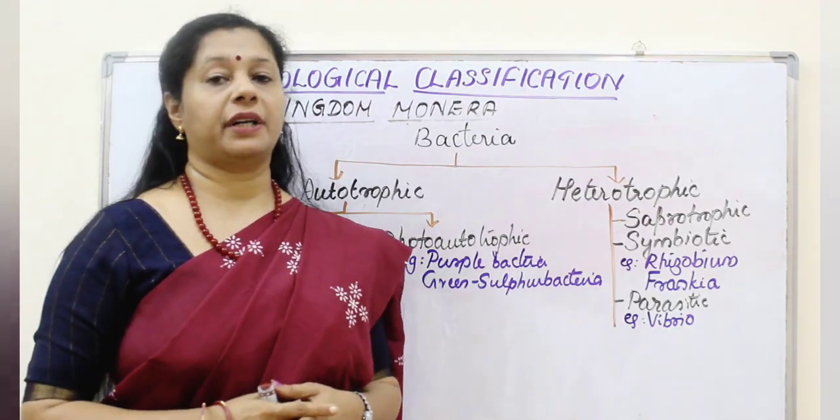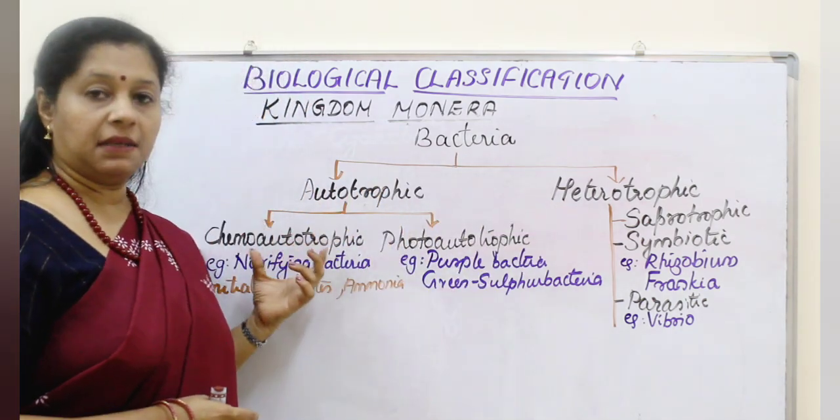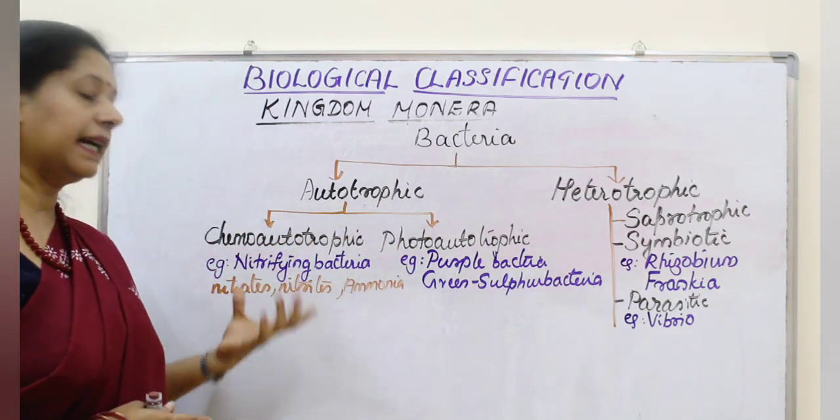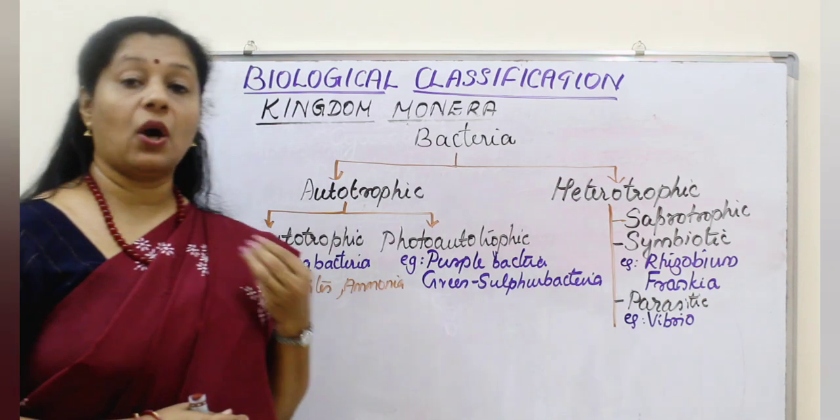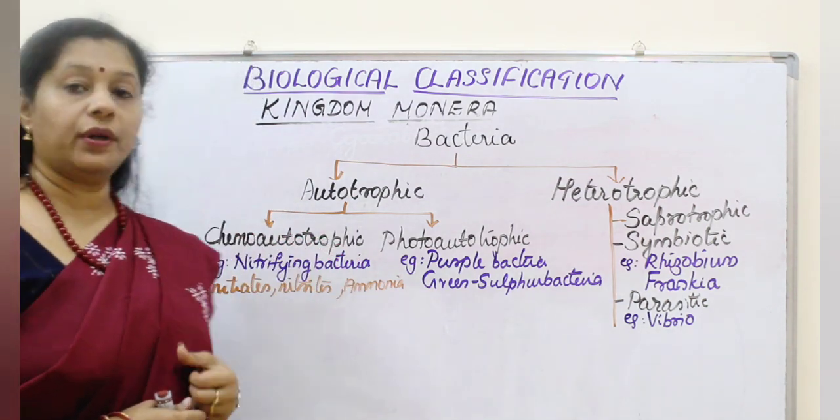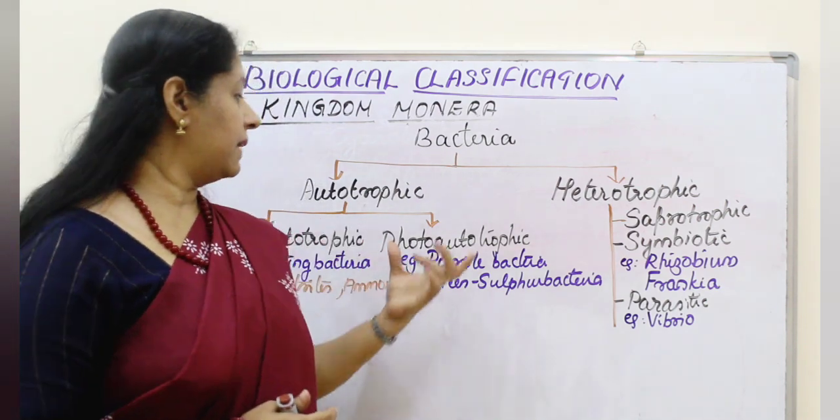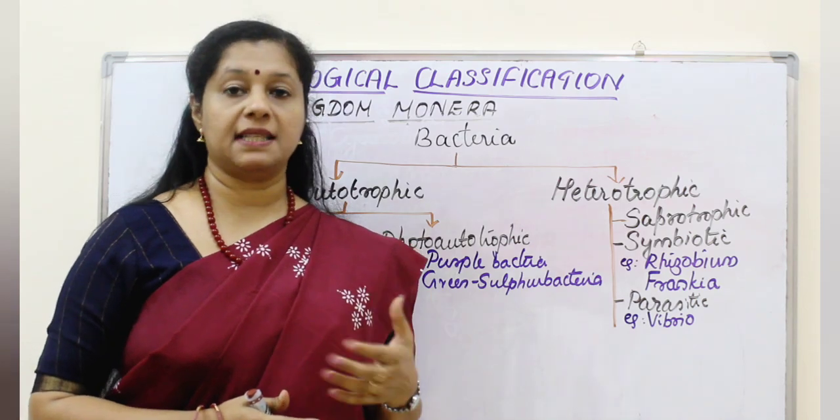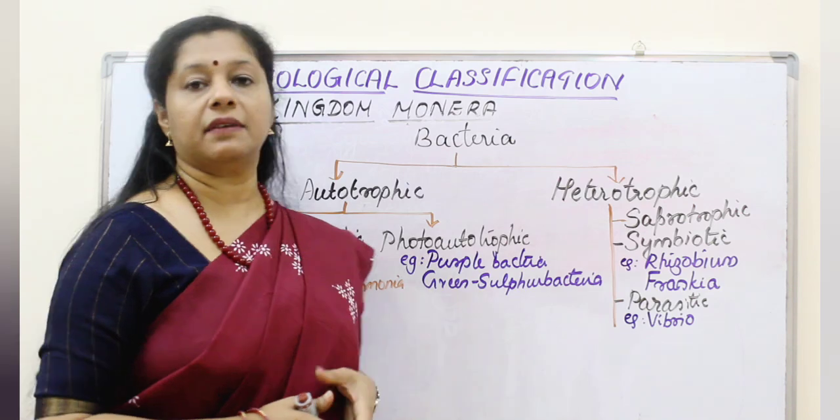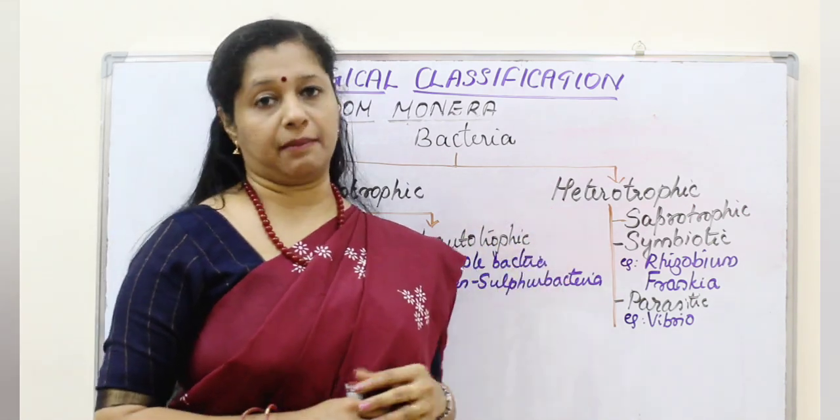While coming to the mode of nutrition, bacteria can be autotrophic or heterotrophic. Autotrophic bacteria can be chemoautotrophic or photoautotrophic. Chemoautotrophic are basically nitrifying bacteria. They usually oxidize inorganic substances like nitrites, nitrates and ammonia, and they release the energy for the production of ATP. Whereas photoautotrophic bacteria prepare their food in the presence of light. They can be purple bacteria or green sulfur bacteria. But the majority of bacteria fall into the category of heterotrophic bacteria.